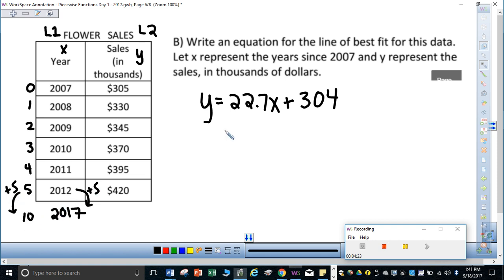So you could do that, or you could do an opposite prediction. You could say, I wonder what year the sales will be $500. So you could plug in 500 for your Y value and then solve that equation for X. So those are some things you can do with your equation. Hopefully that was helpful to get a review of the calculator steps for how to get there.